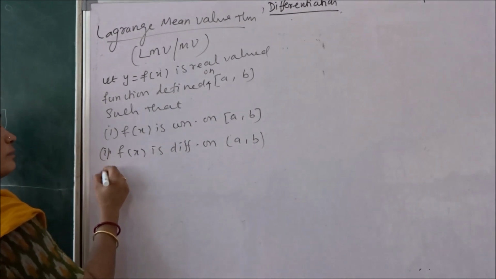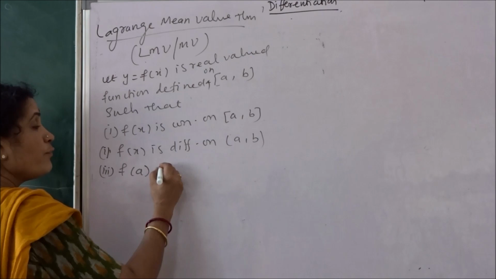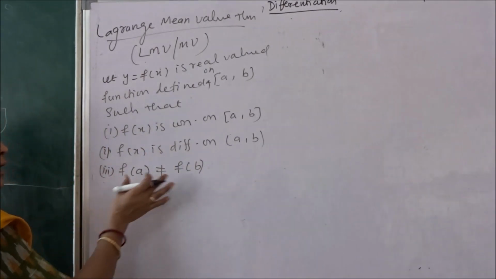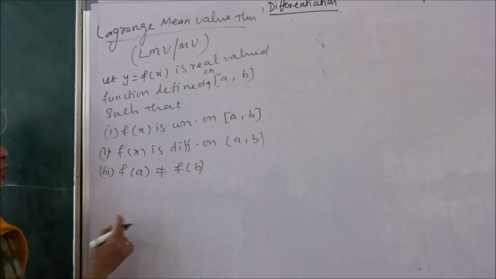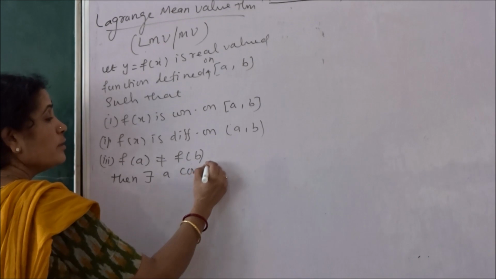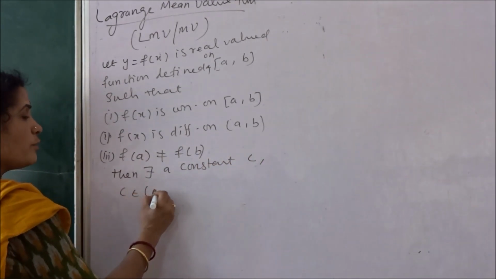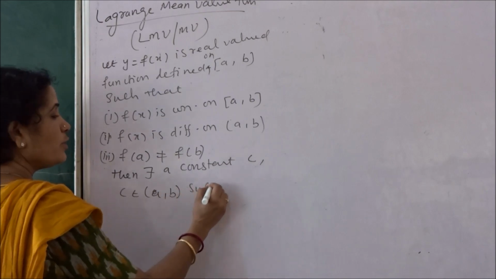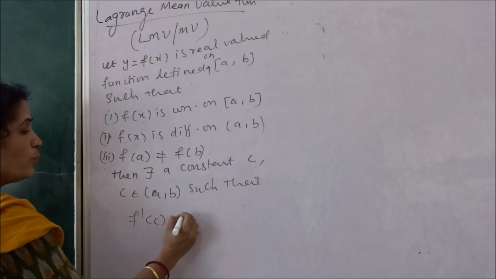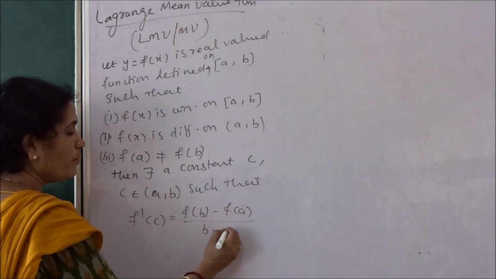Now step number 3, this is the difference between Lagrange and Rolle's. Here it says f of a is not equal to f of b. Rolle's has f of a equal to f of b, and LMV says f of a not equal to f of b. Then there exists a constant c belonging to the open interval (a, b), such that f dash of c equal to f of b minus f of a, the whole upon b minus a.